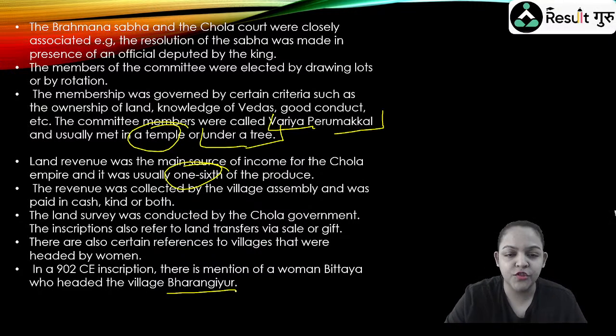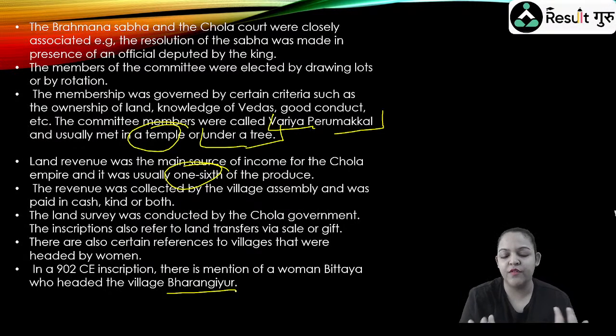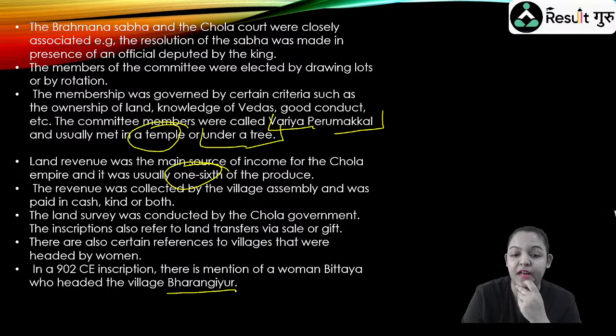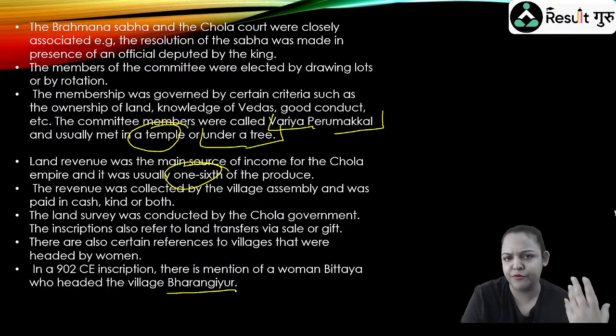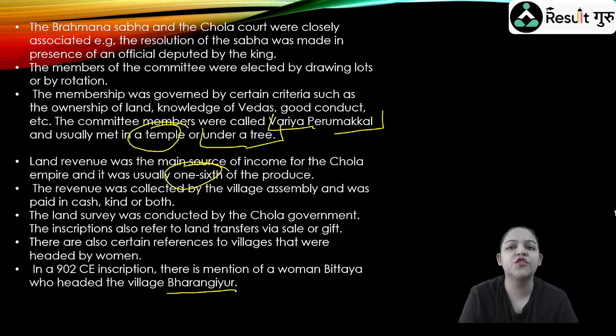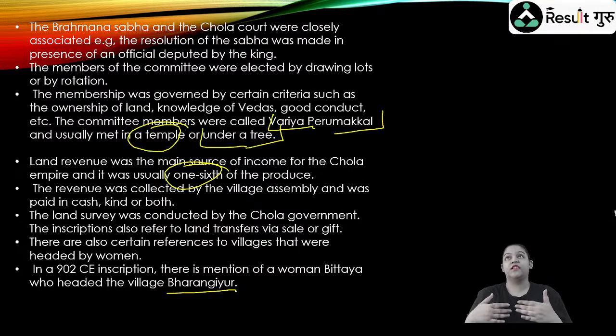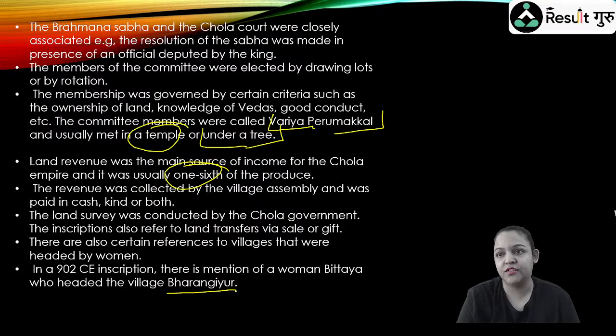All right. So that being said, this is one example. Like we have the example of Prabhavati Gupta as an exception, maybe we have the example of Bitiya who was the head of the village of Bharangiyur. But this is just an exception, guys, because this was not the norm. This was not something which was being done on a daily basis. This was not something which was common.